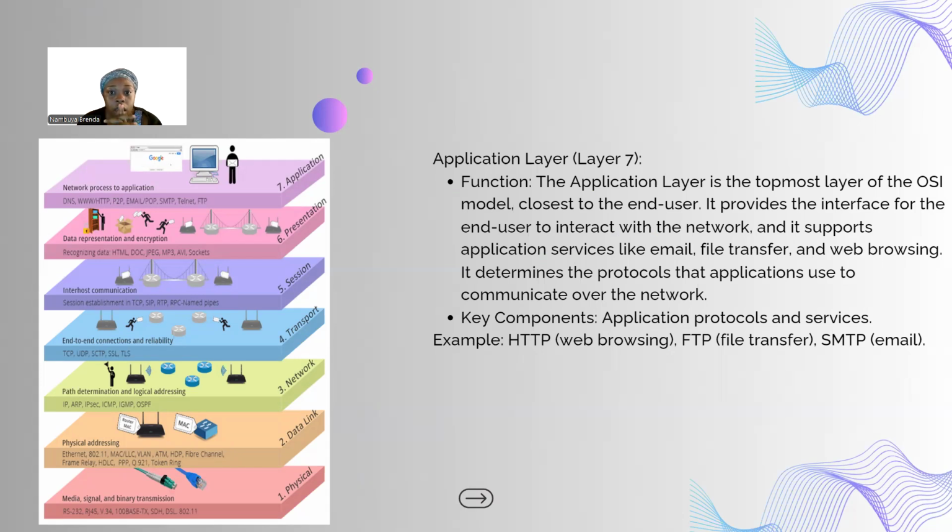Under this layer, it supports applications like email, file transfer, browsing, I would say video editing, then messaging via WhatsApp, Instagram, when you are doing live, where you talk to other people. It also determines the protocols that applications are going to use to communicate over the network.